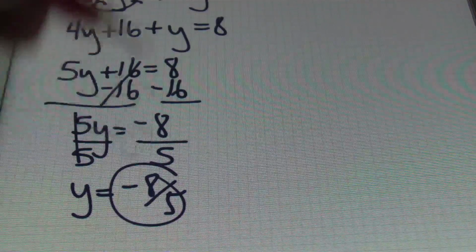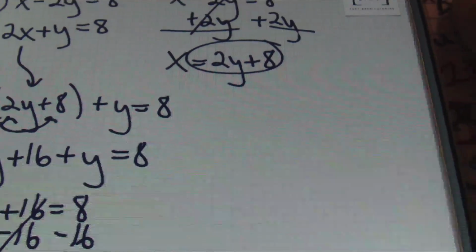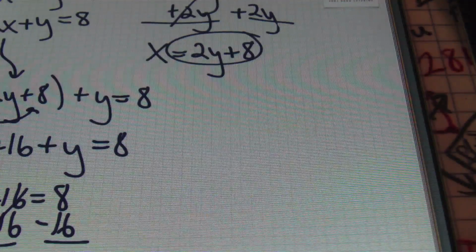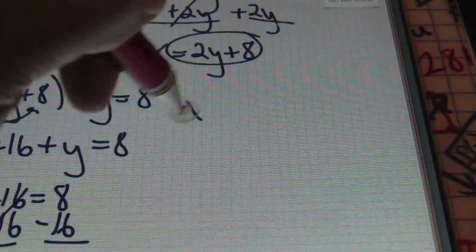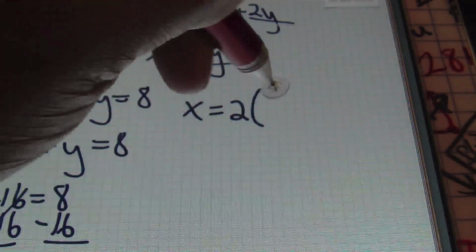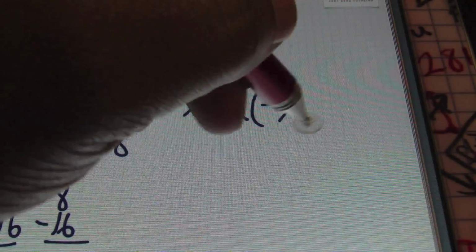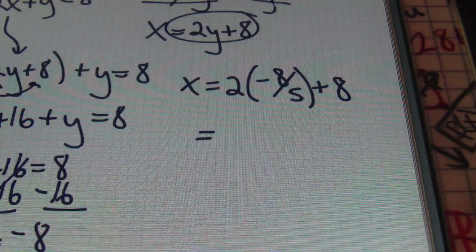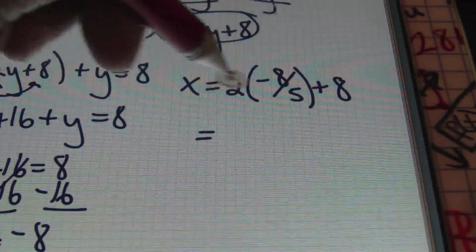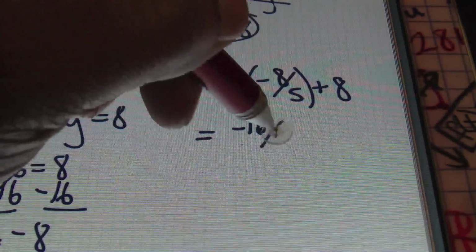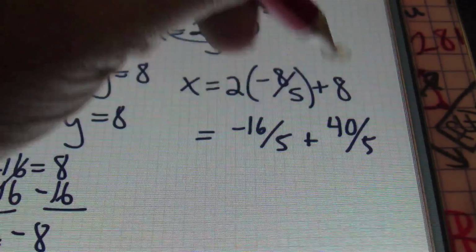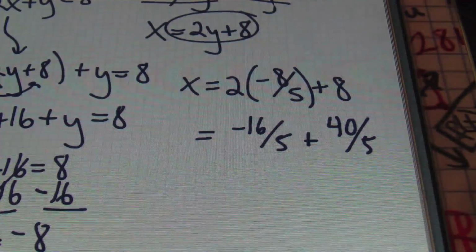Okay, now that I have that, I can find out what x is by plugging that value back into our equation where we solved for x. So x equals 2 times my y value, which is negative 8/5, plus 8. All right? So let's see what happens here. Multiplying straight across, 2 times negative 8/5 will be negative 16/5 plus 40/5. And that's just me rewriting 8 with a denominator of 5.